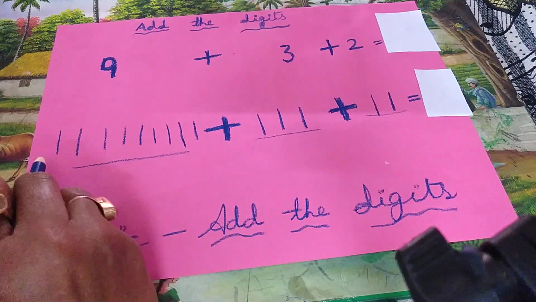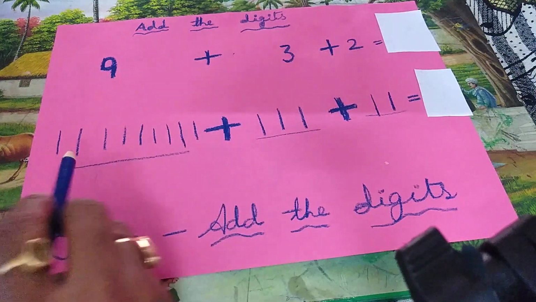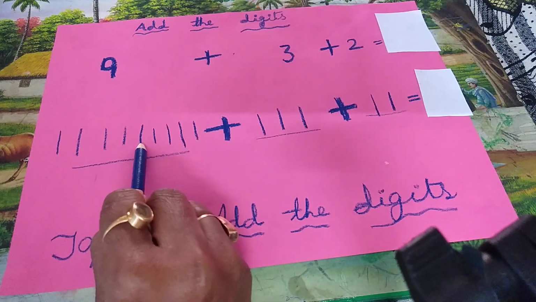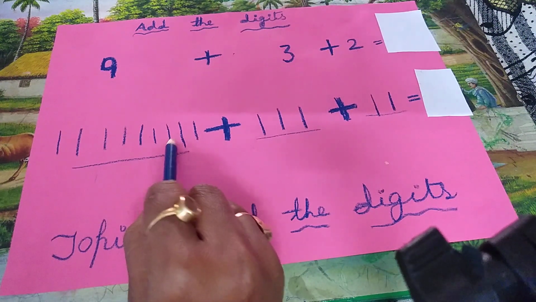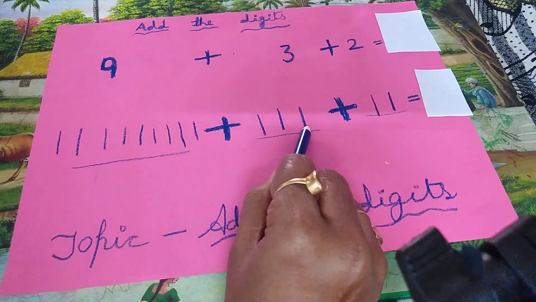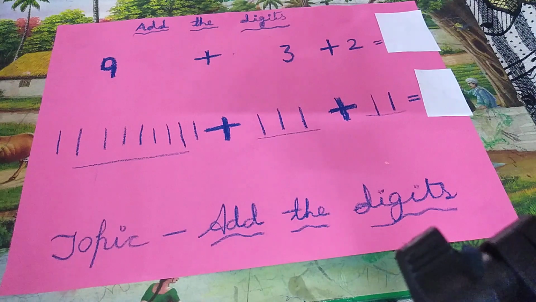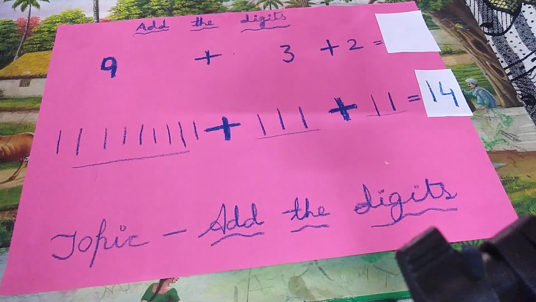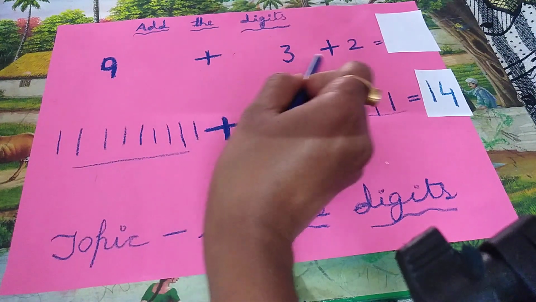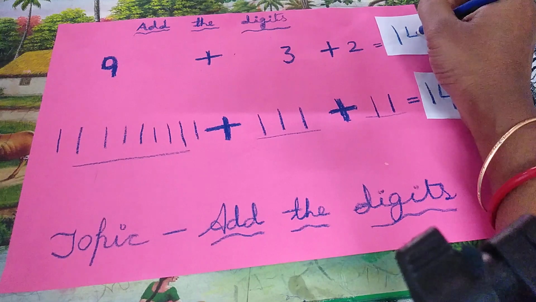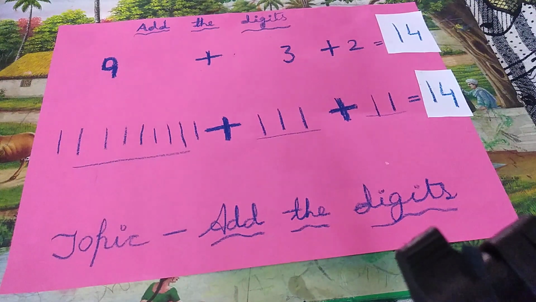Now just count how many lines there are in all. 1, 2, 3, 4, 5, 6, 7, 8, 9, 10, 11, 12, 13, 14. So there are 14 lines. So 9 plus 3 plus 2 is equal to 14. So fast you can perform the addition in the exam.